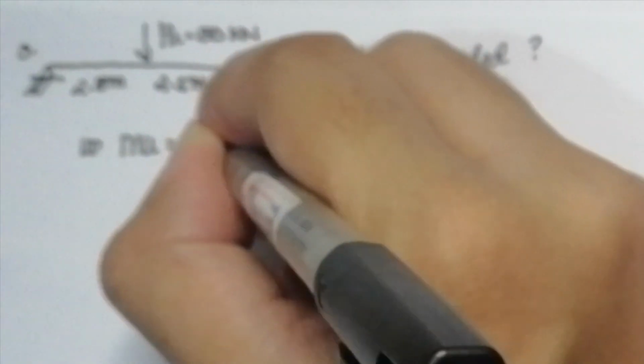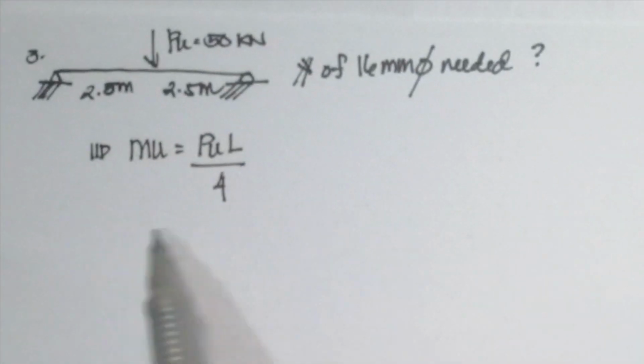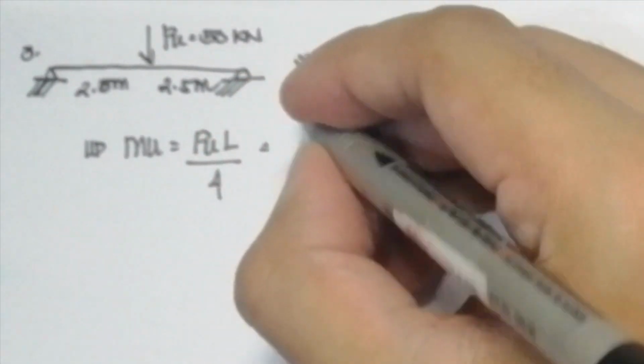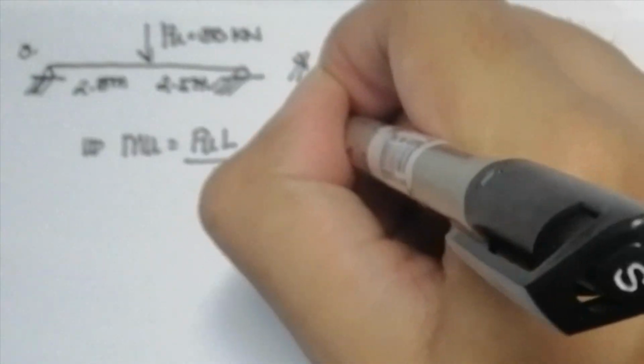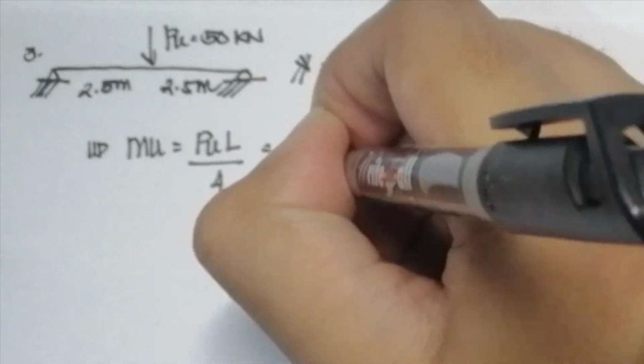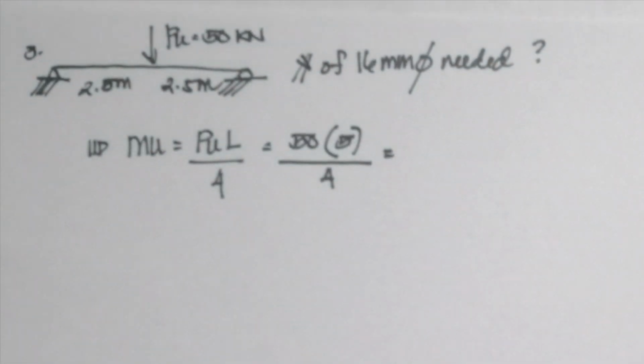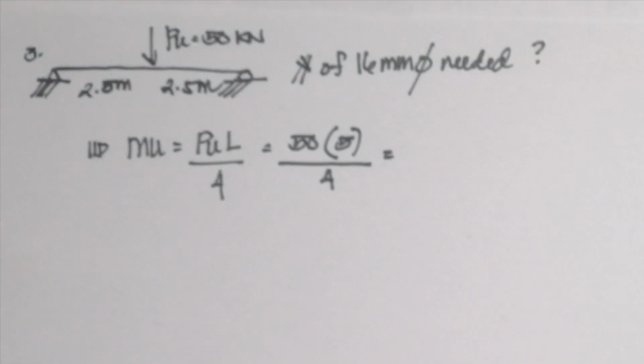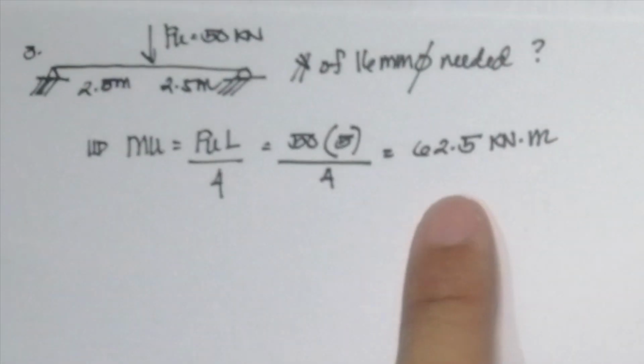So first we need to find the value of the design flexural strength based on the external load. So in this beam, simply supported with a concentrated load at midspan, we can use the formula Pu multiplied by length divided by 4. So our Pu is equal to 50. The length is 5 meters in total divided by 4. So our design flexural strength is equal to 62.5 kilonewton meter.